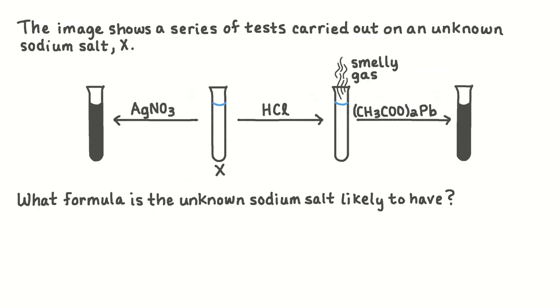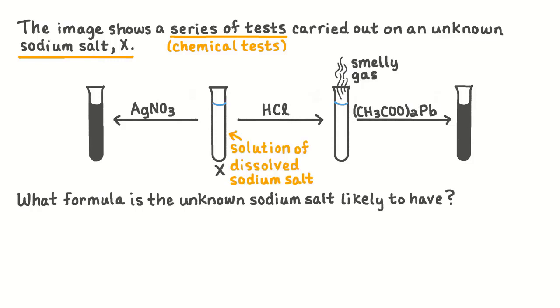The image shows a series of tests carried out on an unknown sodium salt X. What formula is the unknown sodium salt likely to have? In this question, we are told that an unknown sodium salt is being tested with a series of chemical tests. In the image, we see that the sodium salt is dissolved in a solution. Based on the tests used and the results of the tests shown in the provided image, we will need to determine the identity and chemical formula of the sodium salt X.